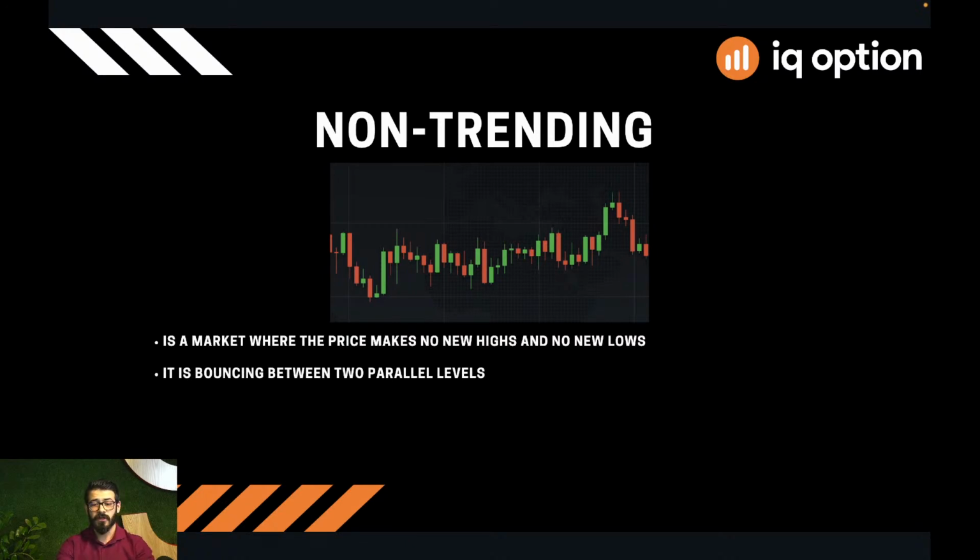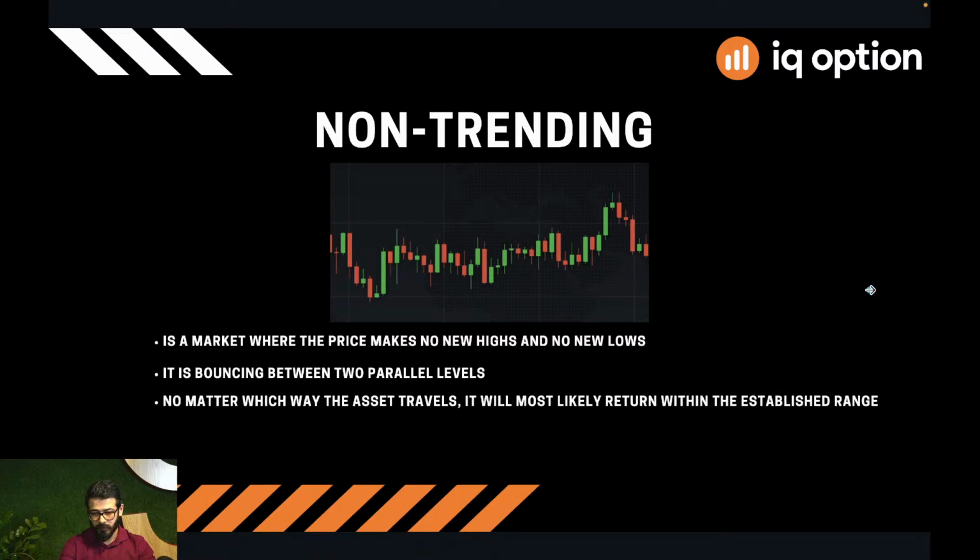When we say two parallel levels, you usually know them as support and resistance lines. You can see here that at some point it just hit this line. It's not going higher, it's not going lower, and the same thing here. No matter which way the asset travels, it will most likely return within the established range. So it might go up, hit resistance, go down again, hit support, and stay within this ranging channel.